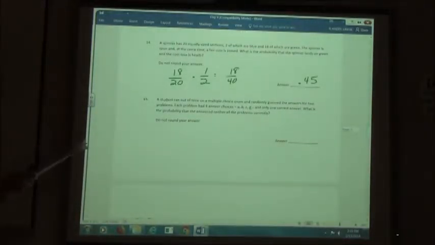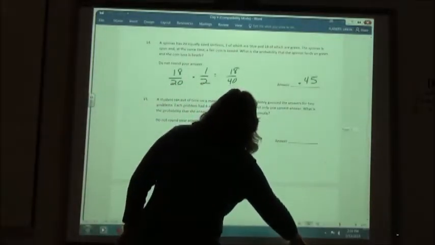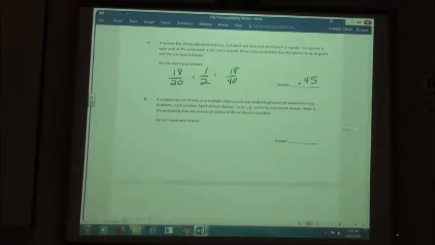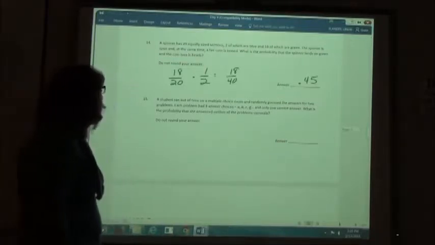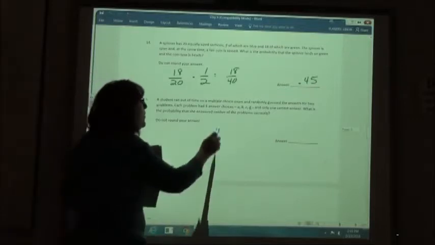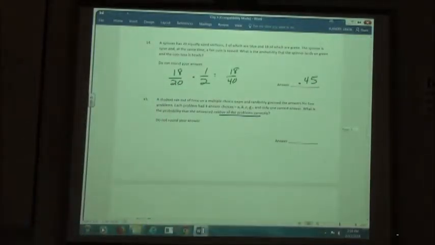Number 15. A student ran out of time on a multiple choice exam and randomly guesses the answers for 2 problems. Each problem had 4 answer choices, A, B, C, or D. Only 1 correct answer. What is the probability that she answered neither of the problems correctly? So, if I didn't answer them correctly, that means I answered them incorrectly. What's the probability I'm going to get the question wrong?